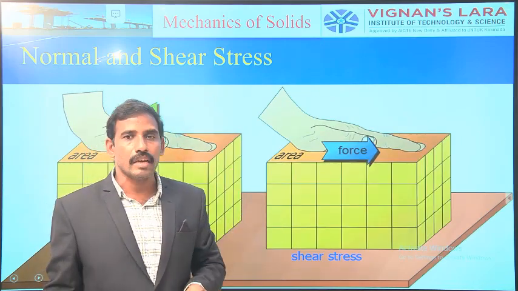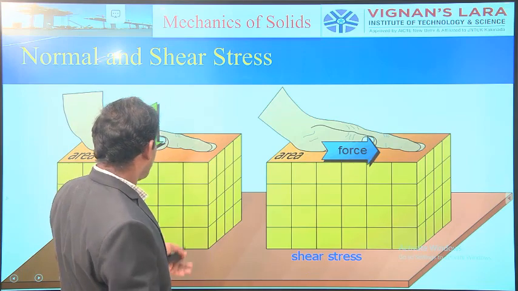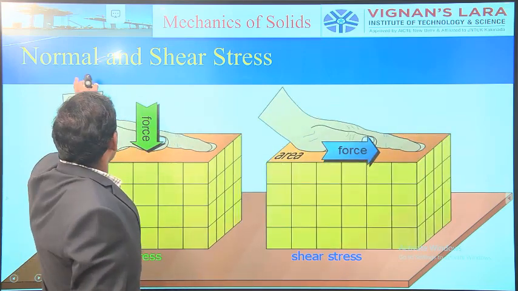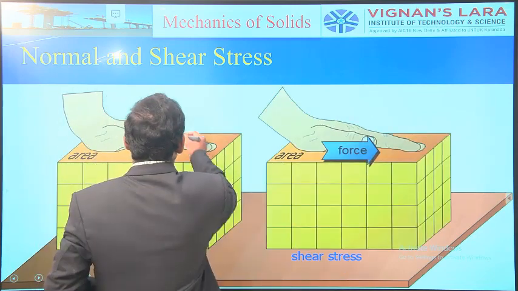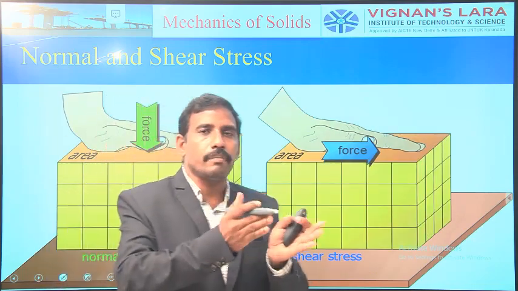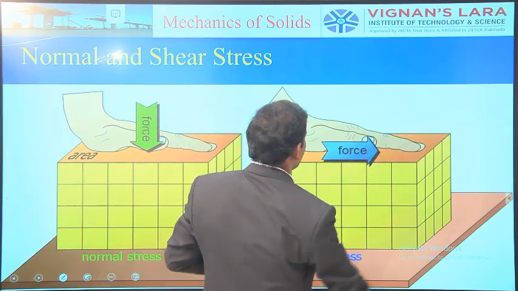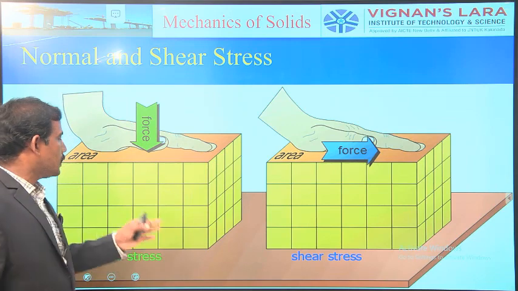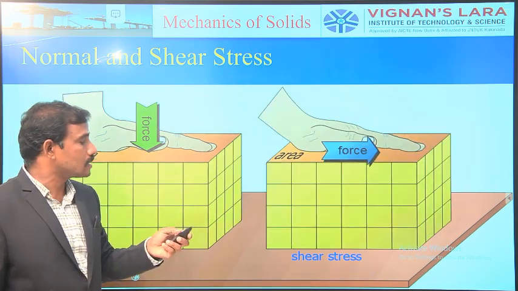Before studying the behavior of any particular material under different types of forces, or when different kinds of force systems act on a body, we must be familiar with normal stress and shear stress. Normal stress means the force acts exactly normal or perpendicular to the cross-sectional area. Here it is not the same. These two animations give a better explanation: one regarding normal stress and the second regarding shear stress.